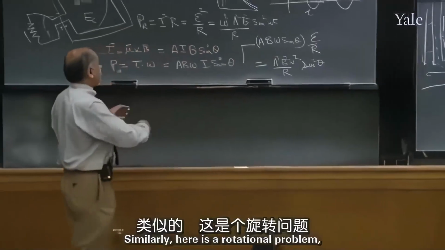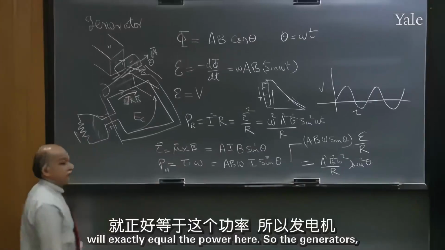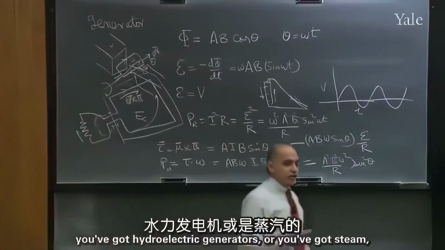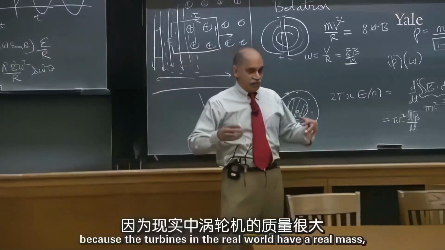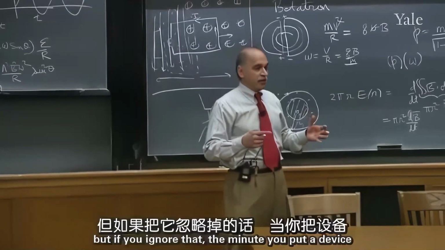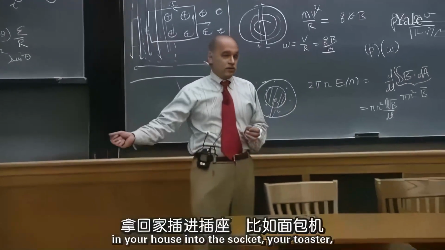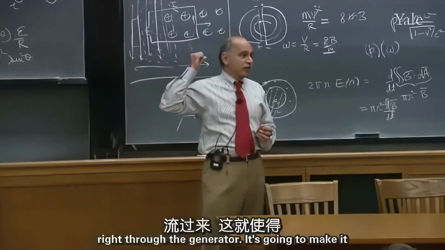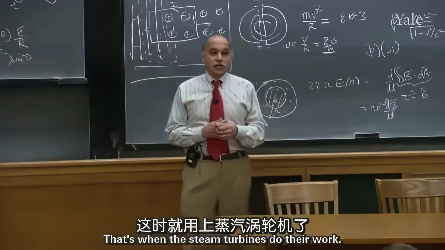Similarly, here is a rotational problem, and the torque times angular velocity will exactly equal the power here. So the generators, you've got hydroelectric generators, or you've got steam turbines that are spinning. Initially, because the turbines in the real world have a real mass, it's not easy to spin them. You spend some power. But if you ignore that, the minute you put a device in your house into the socket, your toaster, you start drawing current, that current's got to flow right through the generator. It's going to make it that much harder to rotate the generator. That's when the steam turbines do their work. That's when they pay for it.